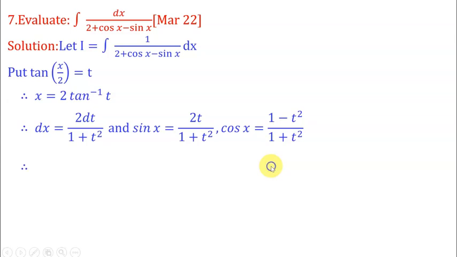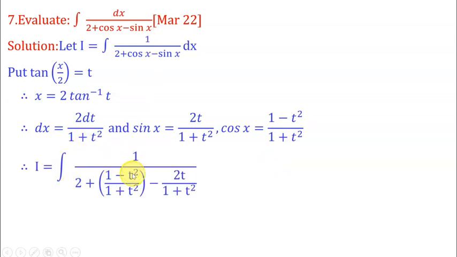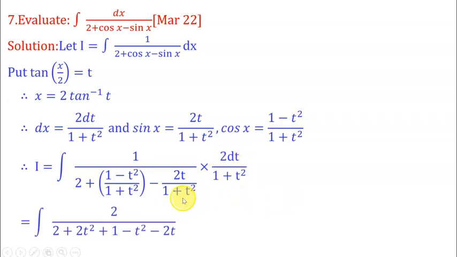Okay. What about the next? I is equal to the integral. Substitute the values of cos x, sin x, and the value of dx, that is 2 dt upon 1 plus t square. After simplification, 1 plus t square and 1 plus t square get cancelled. That is 2 into, in bracket, 1 plus t square means 2 plus 2t square, 1 minus t square minus 2t. And overall, that is 2 times the integral 1 upon t square minus 2t plus 3 dt.